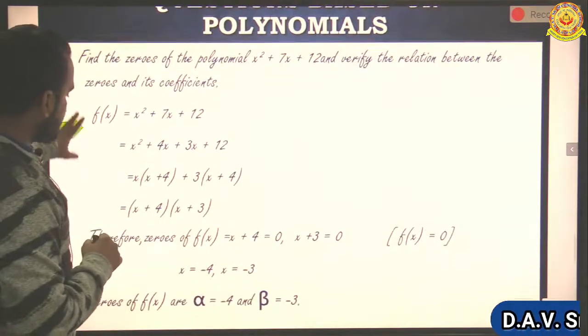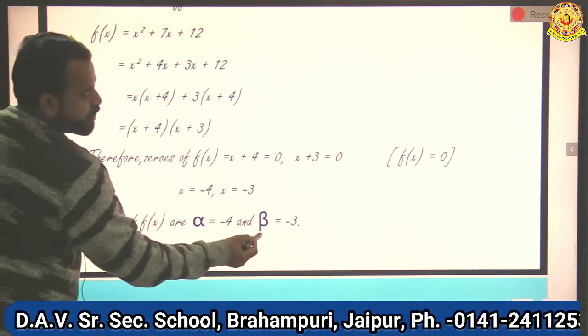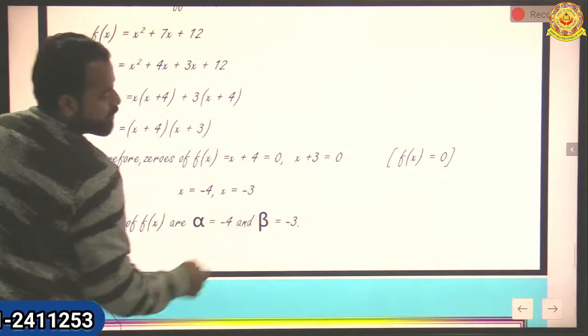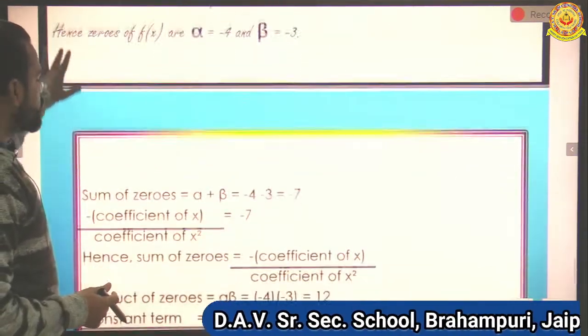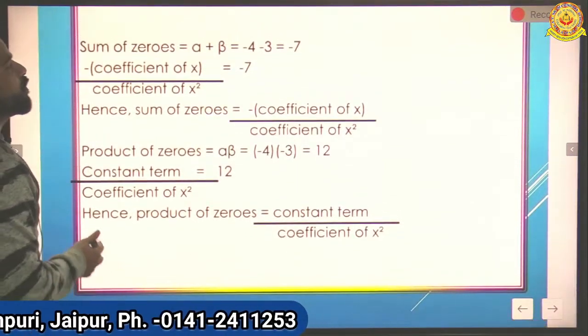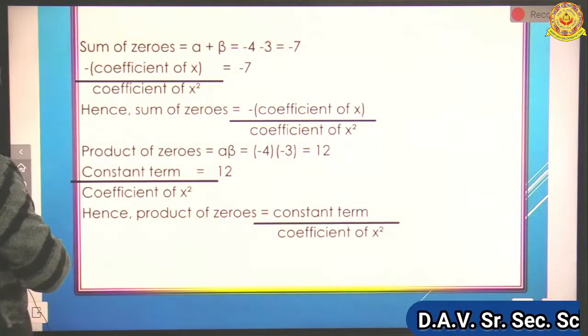Alright. So we can say that we considered alpha and beta as the two zeros. Alpha, that means the first zero, is minus 4 and the second zero is minus 3. Is it clear? So these are the two zeros. Now if we want to find the relationship between the zeros and the coefficients, we have to find the sum of the zeros and the product of the zeros.